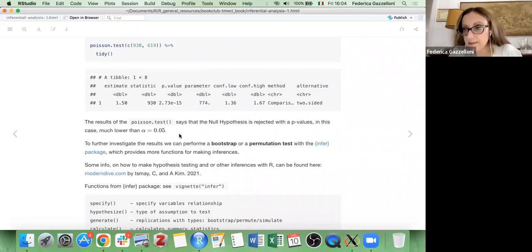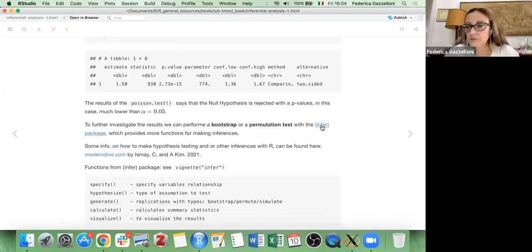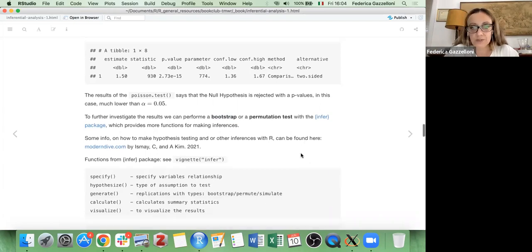We are not satisfied with this result. We are absolutely not satisfied. So what we want to do is try something else. We are not satisfied with this function. We say we need to do sampling and a permutation test. So we can use the infer package, which is part of the core tidymodels.